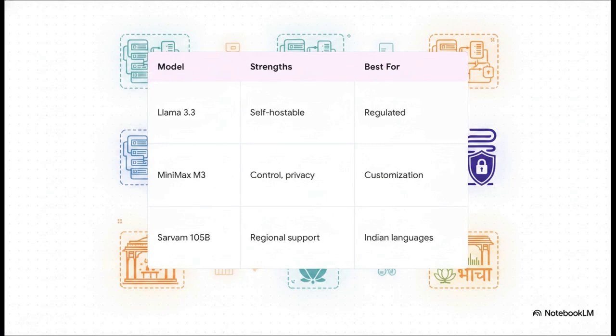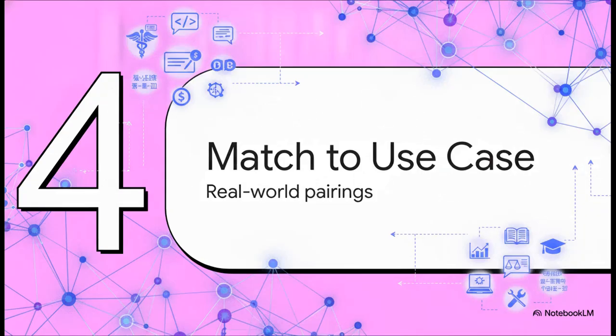And the third bucket is the open weight and self-hosted models. These are absolutely vital when you need 100% control over your data. Meta's Llama 3.3 gives you near top-tier performance, but you can fully self-host it, making it the go-to for regulated industries that need on-prem solutions. Minimax M3 is highly rated for privacy and customization. And we're also seeing specialized regional models like Sarvam 15B, which is heavily India-focused and provides just incredibly strong regional language support.